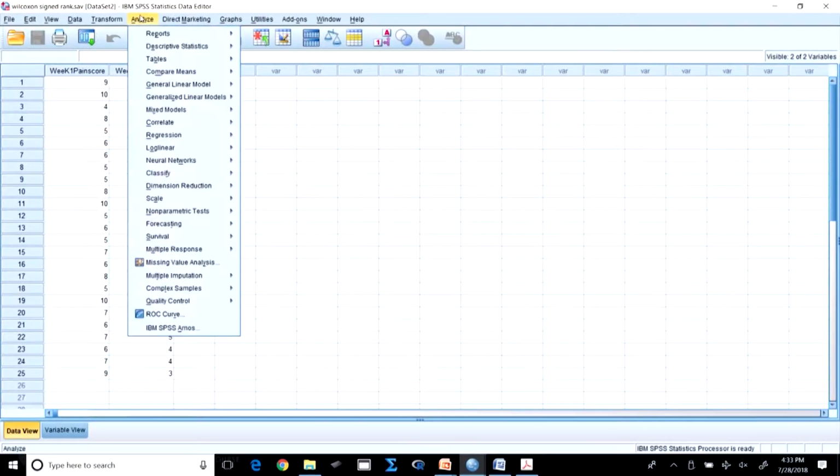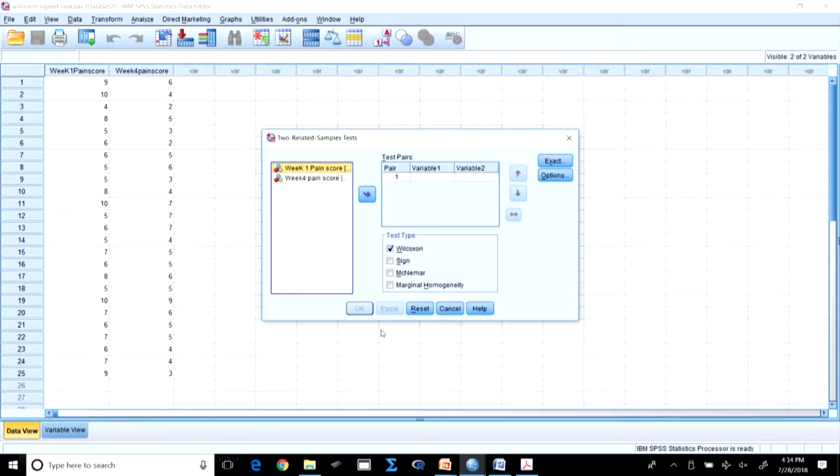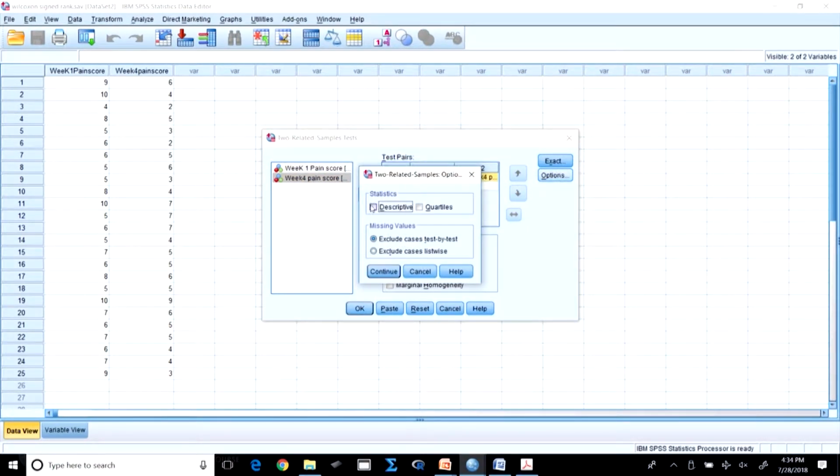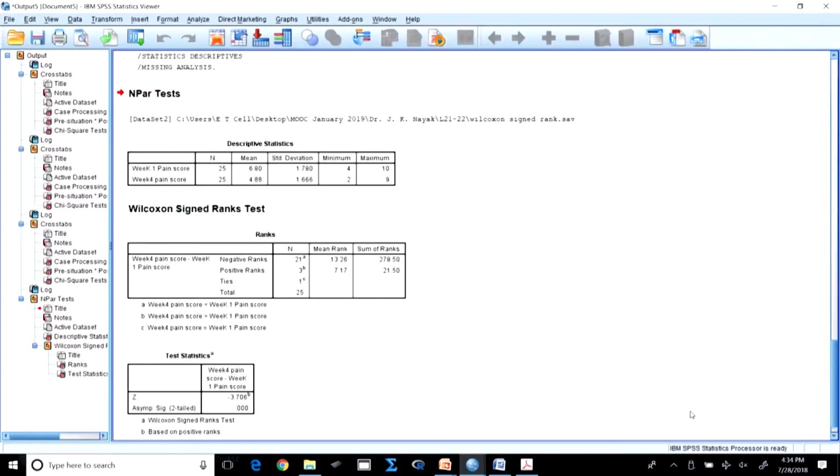So, how do you do this? You can see the Wilcoxon signed rank test. You go to the two related samples option. Week 1 is this one, week 4 is the other one. We want the descriptives, we continue and click okay. Let us go to the result and check the result. What is the result saying?